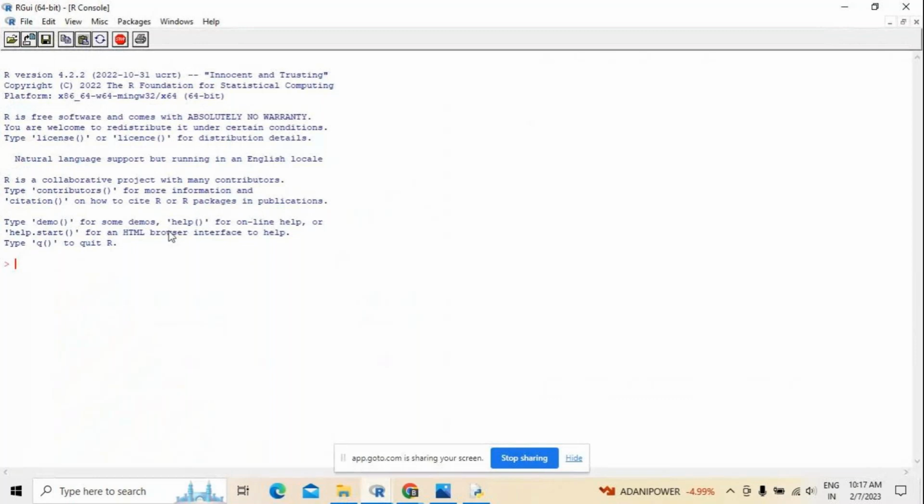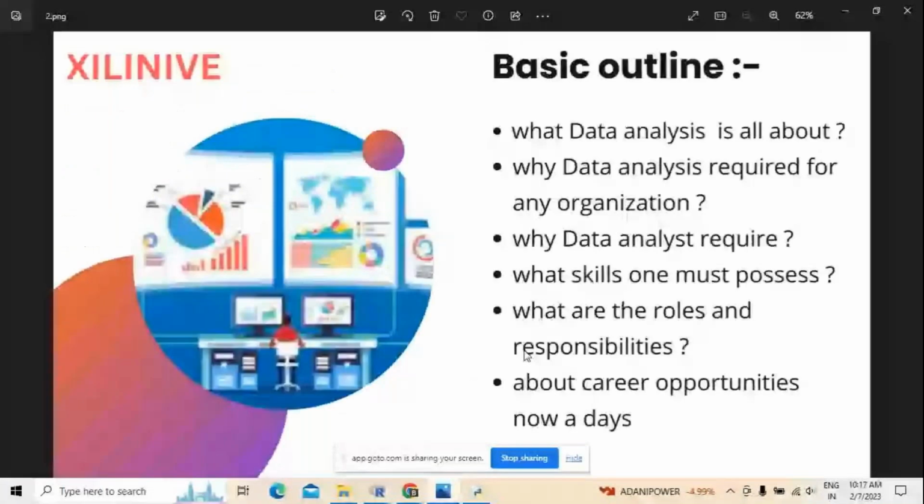because of the things which I'm going to take up in the coming days, as far as data analysis itself is concerned, what I am going to explain today is the basic understanding as well as the outline of this. This is what data analysis is, why data analysis is required, all that.